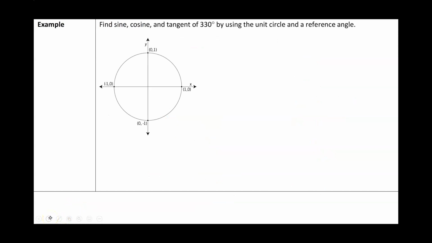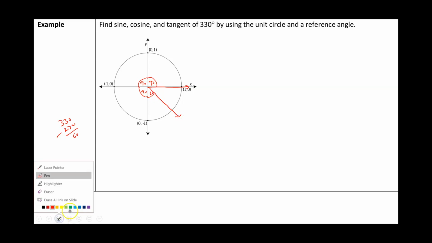Find sine, cosine, tangent of 330 by using the unit circle and a reference angle. So 330 degrees, that's going to be 90, plus 90 is 180, plus 90 is 270. Now, if you take 330 minus 270, that'll be 60 degrees. So we have to go 60 more degrees past 270.